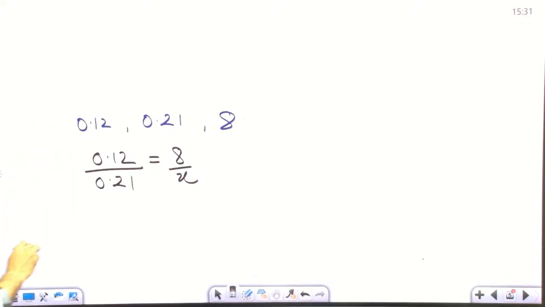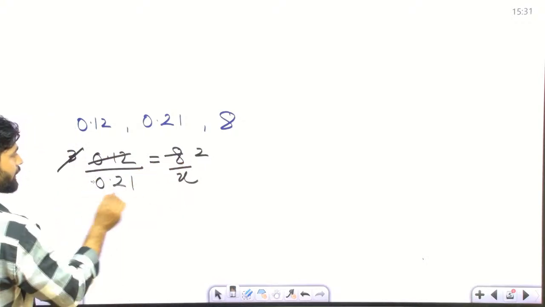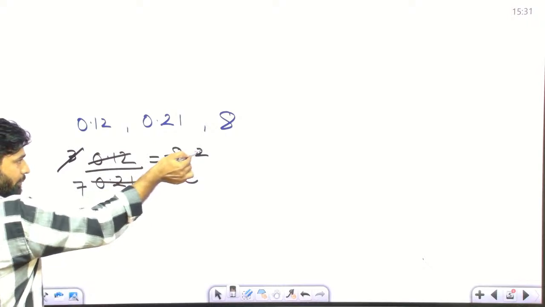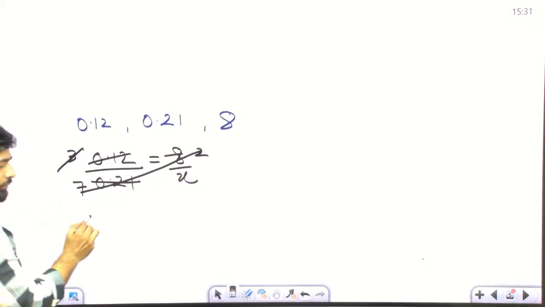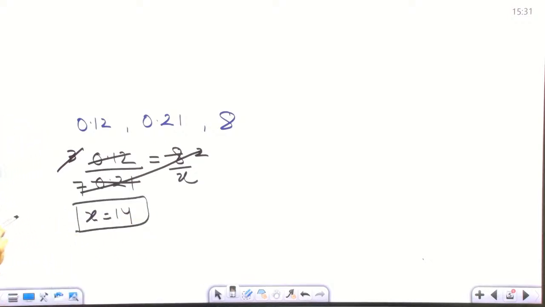Okay. Now 4, 3, 12, 4, 2, and 3, 7. If you cross multiply that thing, 7 into 2 will give you 14. So the answer is 14. Any problem in this? Okay, write the next question.